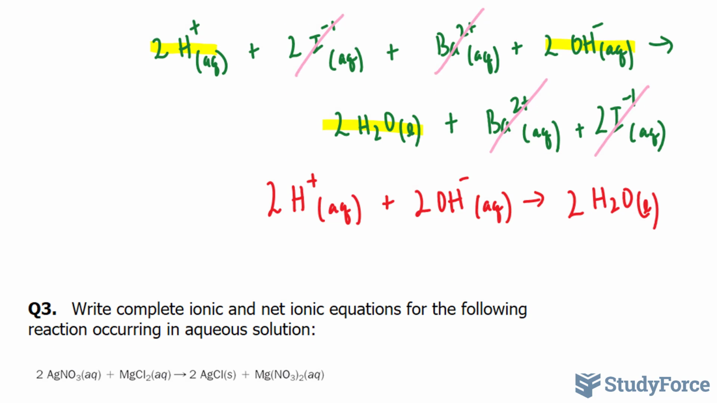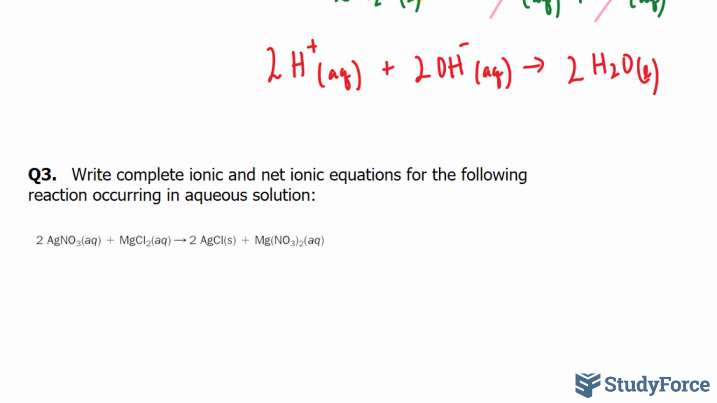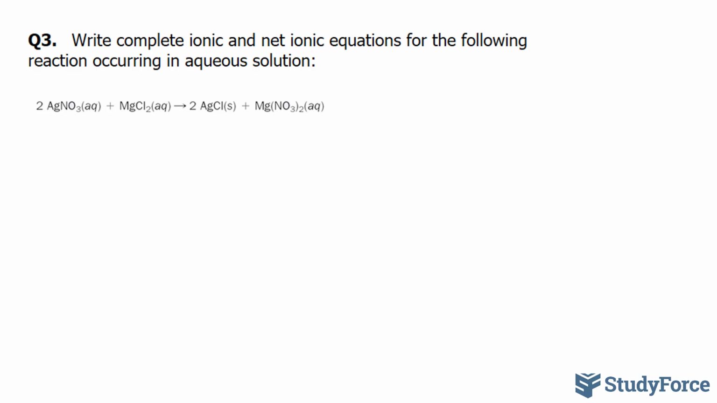Let's move on to question number 3. In question number 3, they're expecting us to write the complete ionic and net ionic equation for the following reaction occurring in aqueous solution. We'll be following the exact same steps as in questions 1 and 2. The only compound here that doesn't dissociate is this compound circled. That's our solid. Let's start with our first compound.